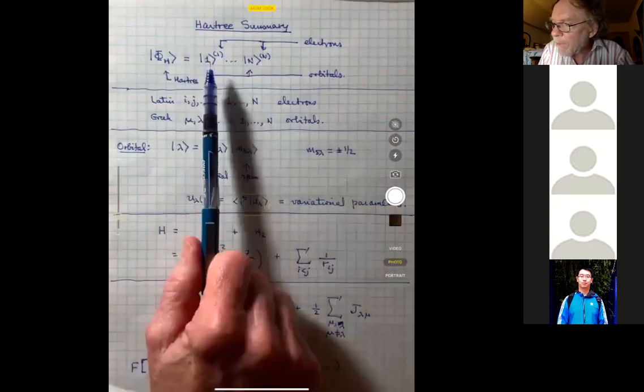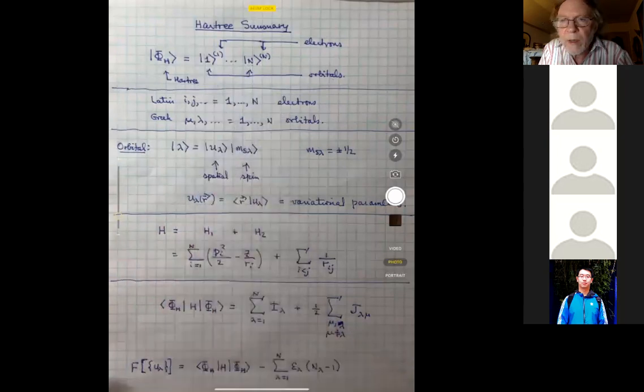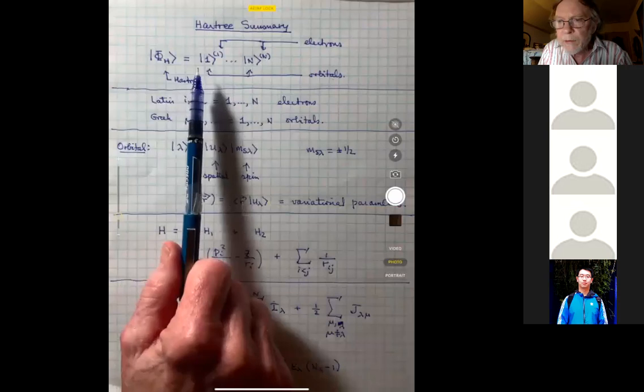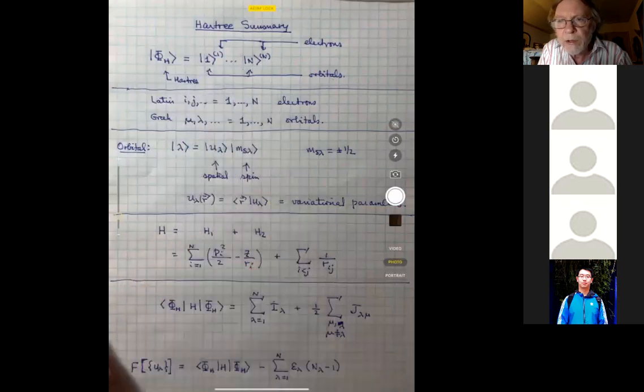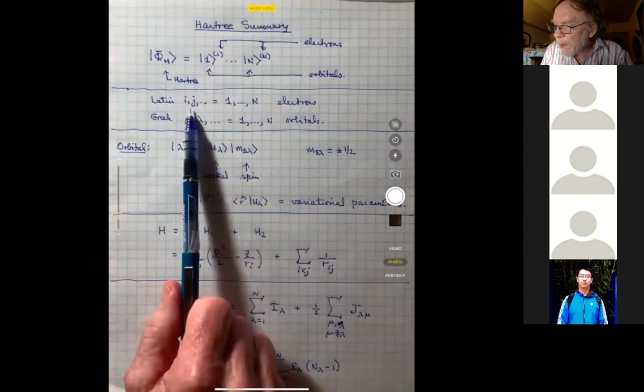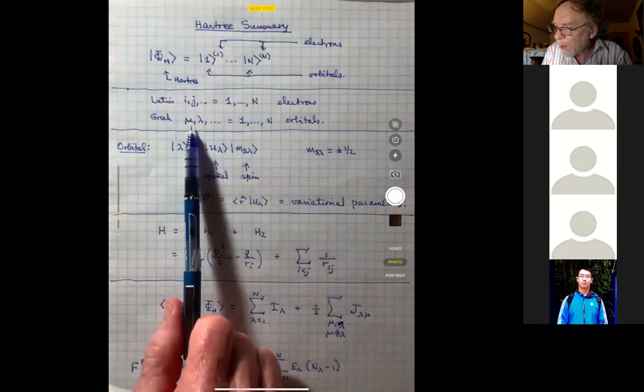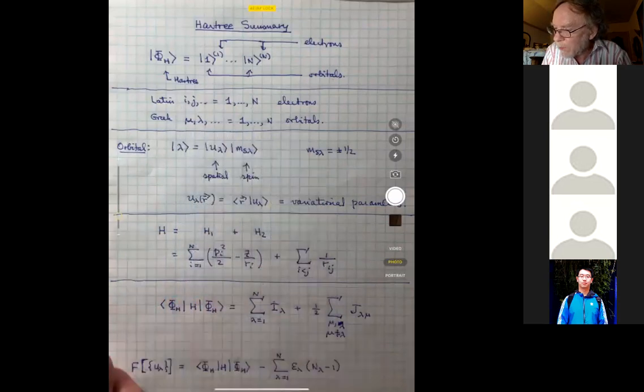So this amounts to having a certain set of orbitals distributed amongst a certain set of electrons. Now the word orbital here refers to a single particle wave function. So the multi-particle wave function here is a product of single particle wave functions, one for each electron. I'm going to try to use the convention of Latin indices for electrons to go from 1 to n, and Greek indices like mu and lambda that go from 1 to n for orbitals.